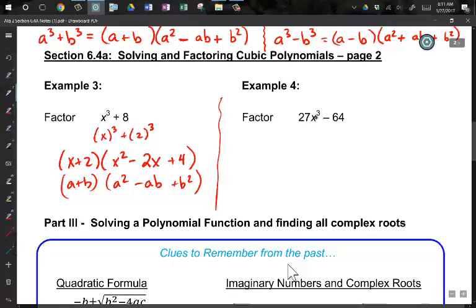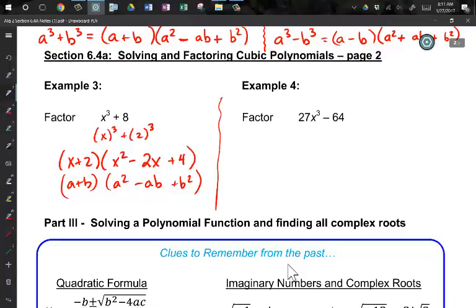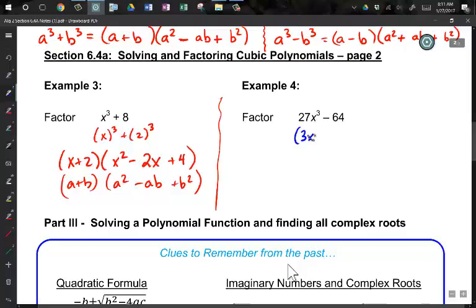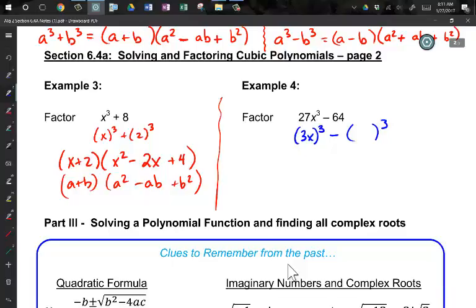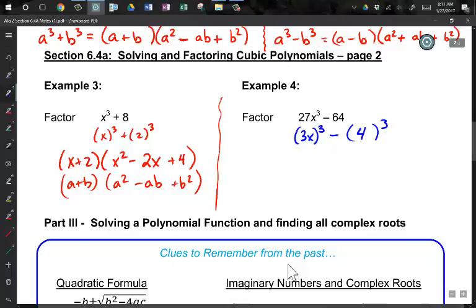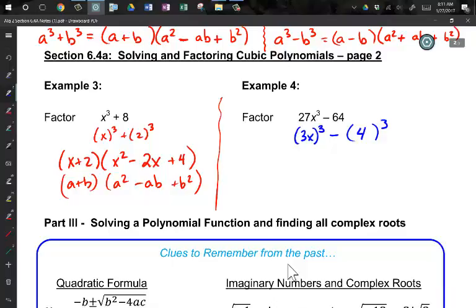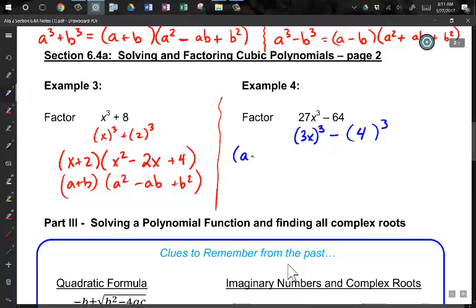We have 27x cubed. What times itself 3 times equals 27? 3. So I suggest you rewrite this as 3x, the quantity cubed. What times itself 3 times equals 64? 4. And so my A is 3x, my B is, sorry, my B is 4. So I'm going to write my formula, A minus B, A squared plus AB plus B squared. And I think that's going to help you as you work these kinds of problems out.